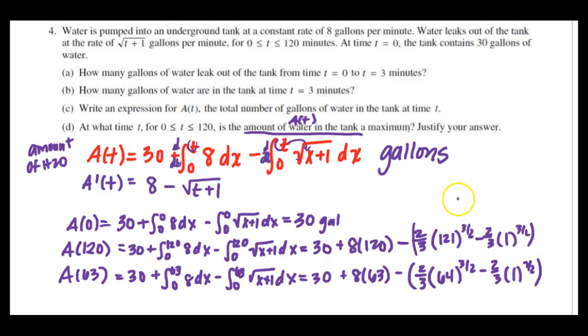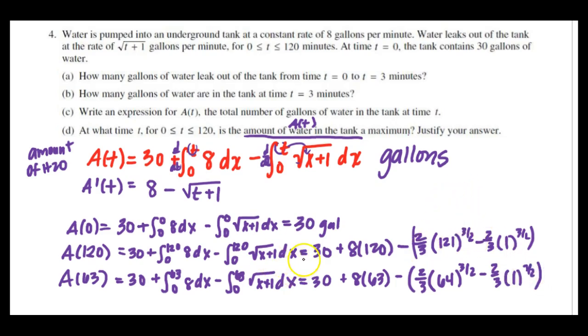So we have to figure out what's biggest. Alright, so a lot of algebra later we would determine that this is the largest number, so this is the amount of water in the tank that is a maximum, but then we have to be really careful. It says at what time t is the amount of water in the tank a maximum. So this was the biggest output value, but the answer is the time. So when did that happen? At 63 minutes. So that would be our answer. At 63 minutes, the amount of water was a max.